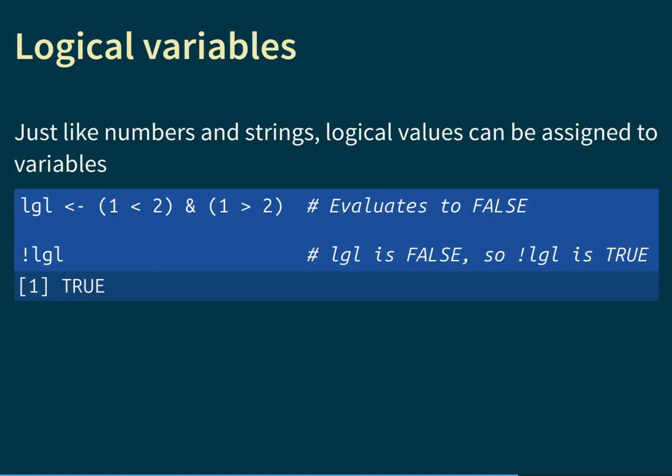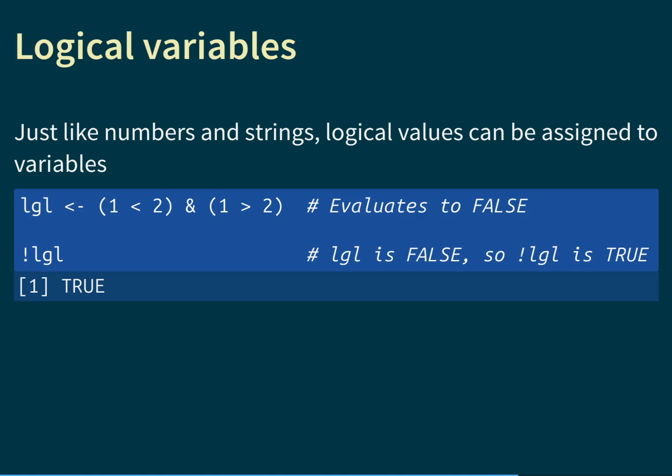So let's just see an example. For example, 1 is less than 2 and 1 is greater than 2. Well, that will evaluate to false. Why will that evaluate to false? Because 1 is less than 2, although that is true, 1 is greater than 2 is not true, and it cannot be true at the same time that 1 is both less than 2 and greater than 2. That's the whole meaning behind the AND operation, so this will evaluate to false.